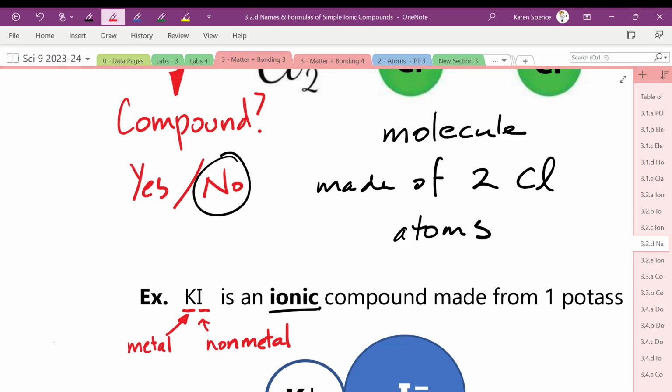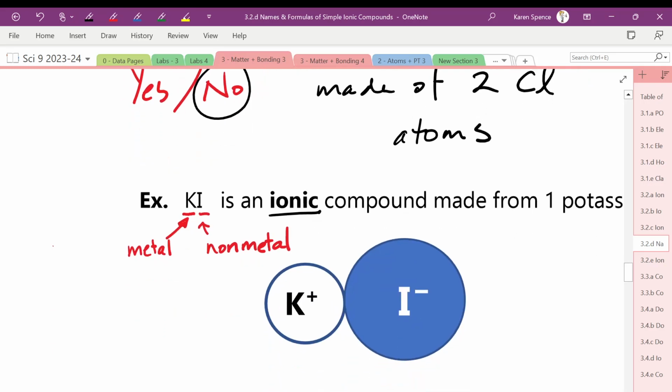Iodine is group 17. How many valence electrons? 7. If you're in group 17, you have 7 valence electrons. Does it want to fill up its shell or empty its shell? 7 valence electrons. Does it want to get rid of 7 or gain 1? Gain 1. If you gain 1 electron, what is your charge? Negative. Negative how much? Negative 1. And that's why iodine is negative 1.